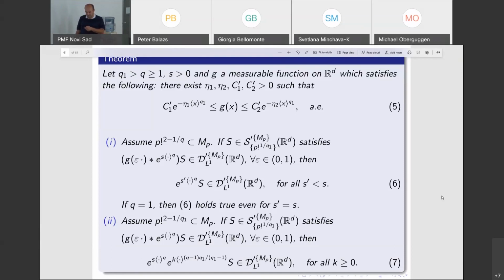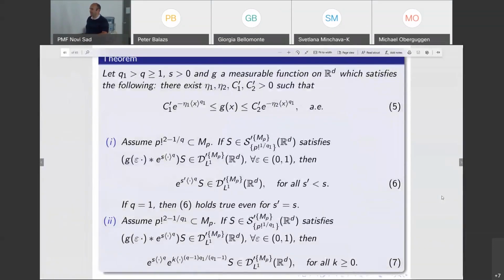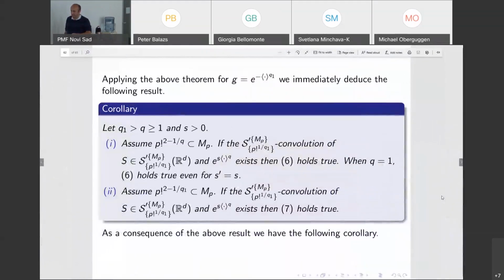So just let me translate this in some sense. We have the Q1 and Q and S. So if convolution exists, then the 6 is just, no turning back. So the 6 was, how can I turn back? Okay, sorry. So this holds for all S prime equals S. However, if we allow ourselves also a little liberty, then we can play a little with these indices.